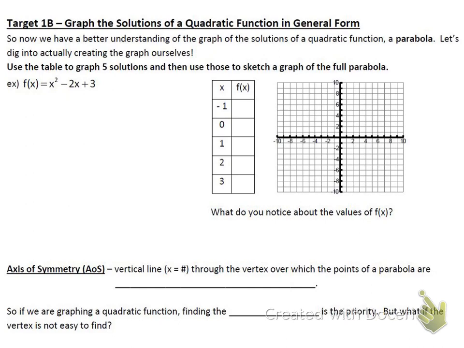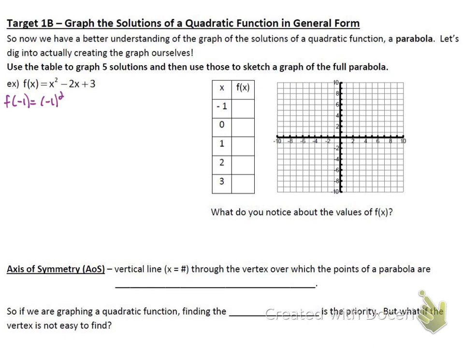So to have a better understanding of the parabola, let's dig in and actually create our own graph. We have our function here, f of x equals x squared minus 2x plus 3. We have a table and we have a graph. When given the x values, how can we find our y values? Hopefully you said substitution, and if you did say substitution, you are correct.